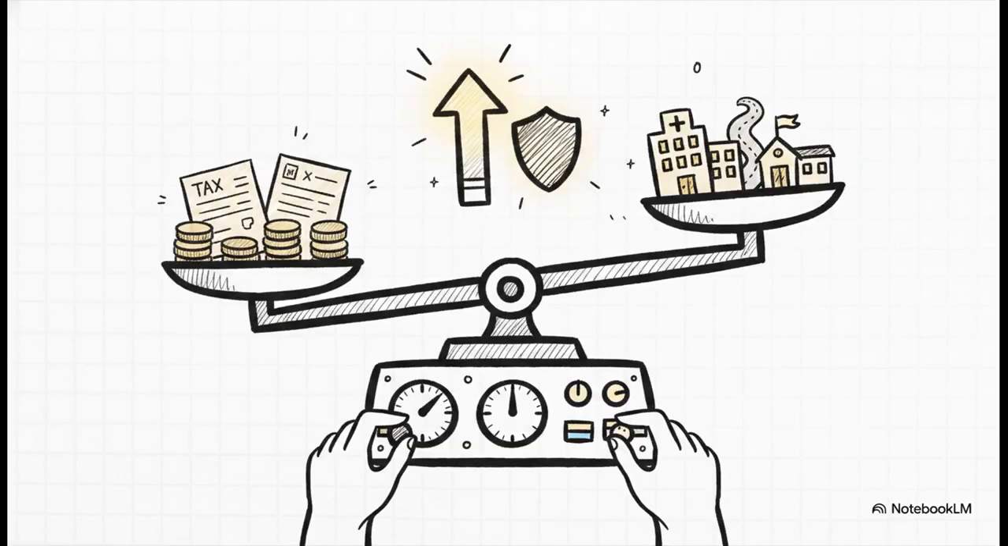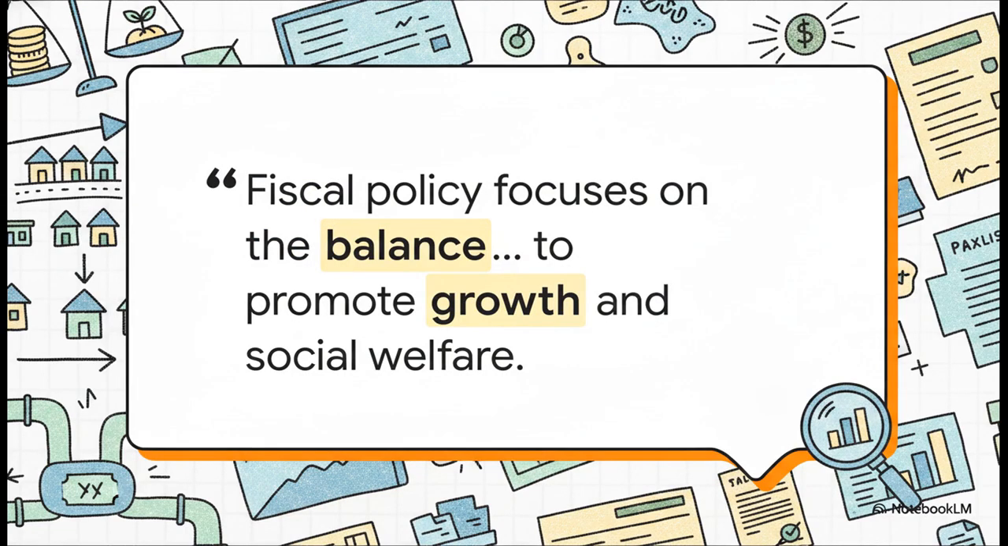Zooming all the way out, it's pretty clear that managing this whole ecosystem is a perpetual balancing act. The government is constantly adjusting the dials of public revenue and public expenditure, trying to strike this perfect harmony that promotes immediate economic growth without sacrificing long-term social welfare. It truly is the ultimate balancing act of a nation's present needs against its future prosperity.